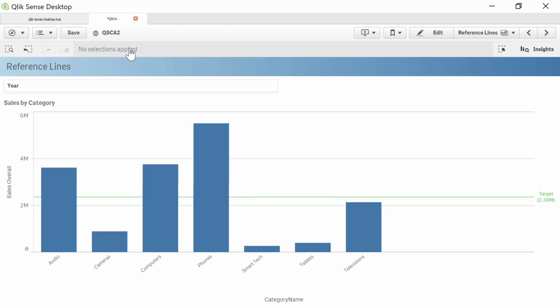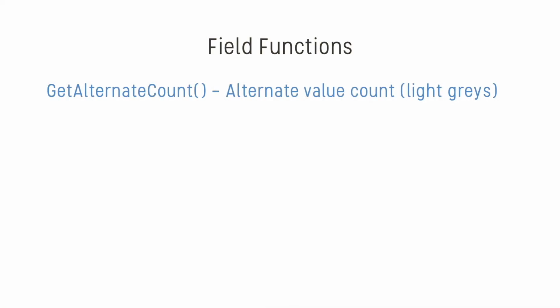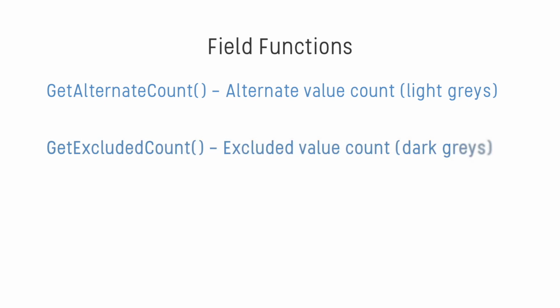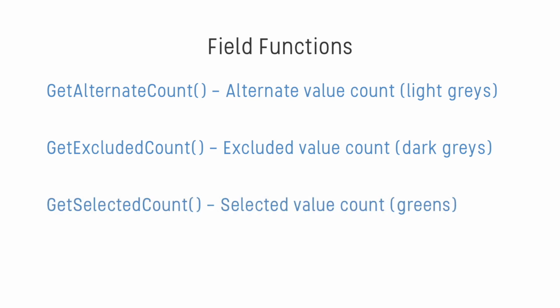Here we are using the getPossibleCount field function, but it's also useful to know that others exist too, such as getAlternateCount, which returns a count of the field's alternate values, the light greys, getExcludedCount, which returns the count of the field's excluded values, the dark greys, and getSelectedCount, which returns the count of the field's selected values, the greens.